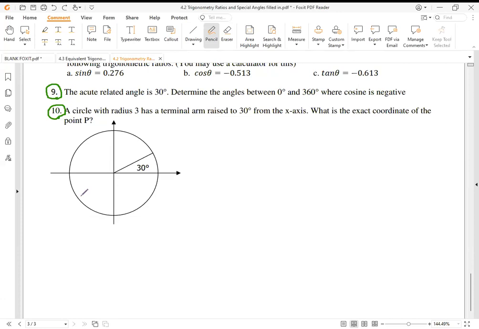Sure. Question 10. A circle with radius 3 has a terminal arm raised 30 degrees from the x-axis. In other words, you don't know if it's here or here because it's raised from the x-axis. What is the exact xy coordinate, given a negative x, positive y coordinate? Can you do it? Yes, you can.